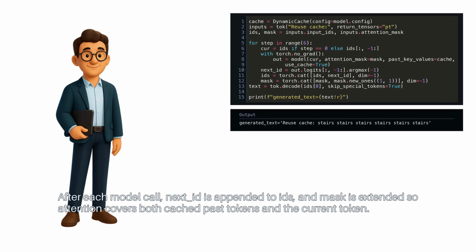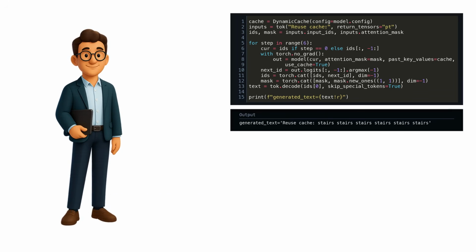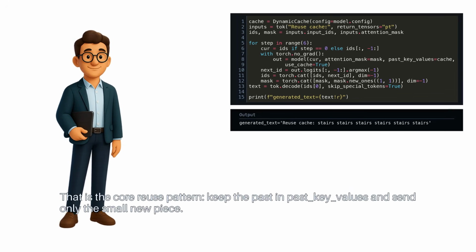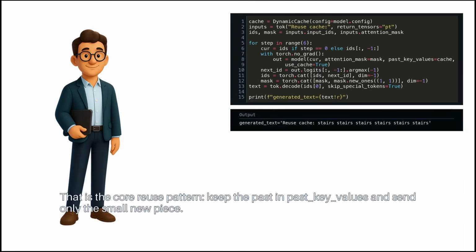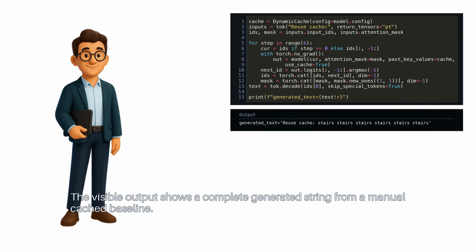After each model call, next_id is appended to ids, and mask is extended, so attention covers both cached past tokens and the current token. That is the core reuse pattern. Keep the past in past_key_values, and send only the small new piece. The visible output shows a complete generated string from a manual cached baseline.